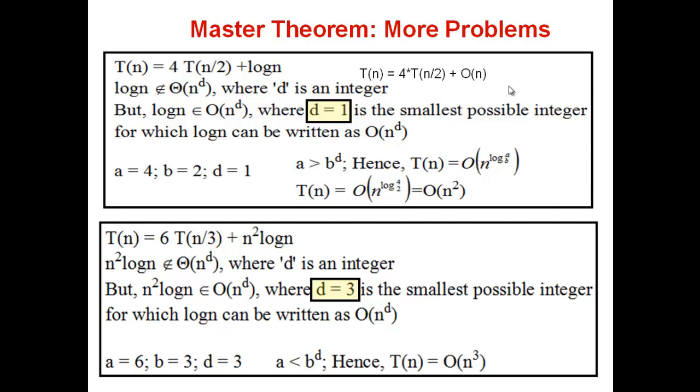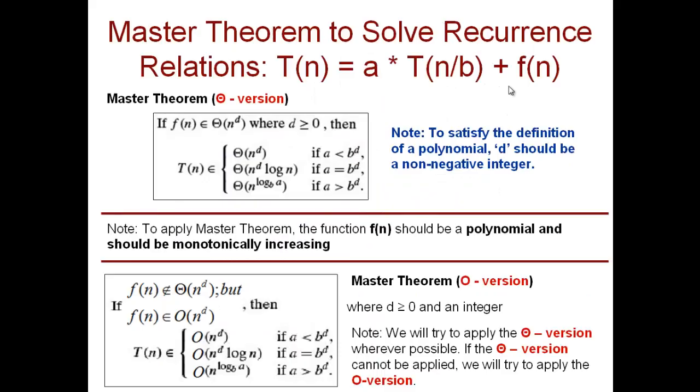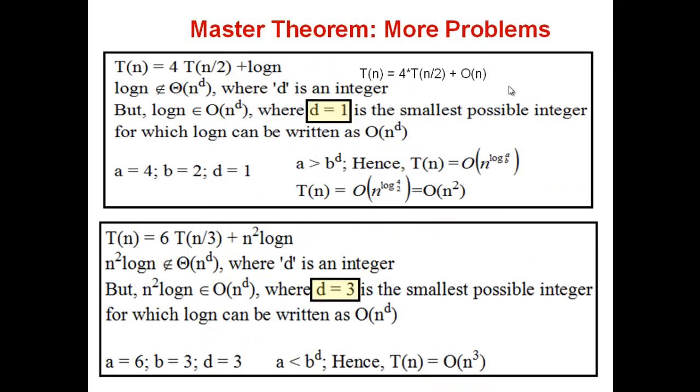So a is 6, b is 3, d is 3. So b raised to d is 3 raised to 3, which is 27, and a is less than b raised to d. 6 is less than 27. So which formula should we use? A is less than b raised to d, so T of n is simply big O of n raised to d. And d is 3, so T of n is big O of n cube.